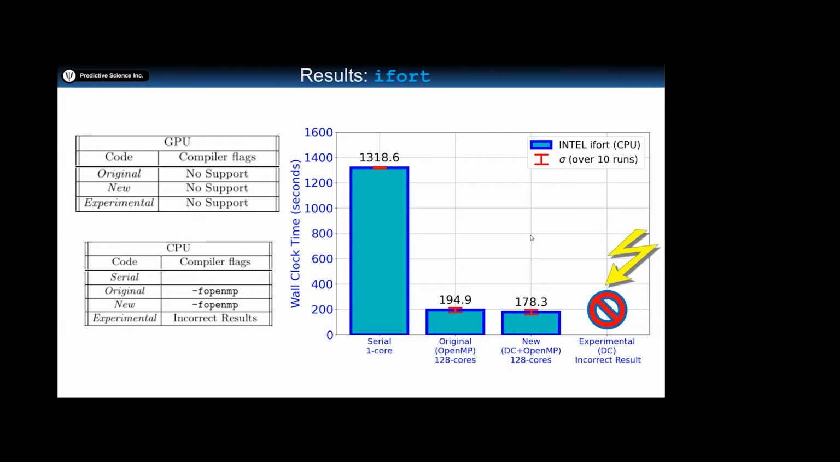The experimental code where we have no directives, there the code gave wrong answers. That's because we had a reduction loop and we put do concurrent on it, and the compiler, instead of recognizing that and implementing it correctly, didn't do that, but it also didn't say, hey, this is a reduction, you can't do that, I'm not going to compile.